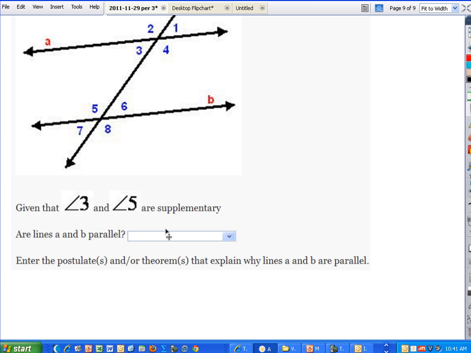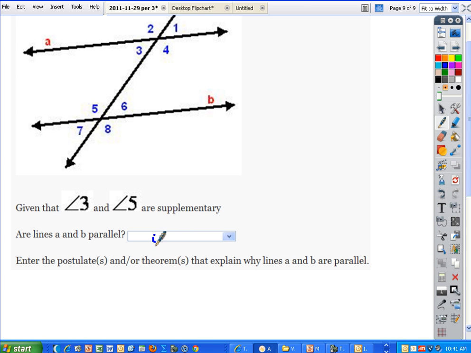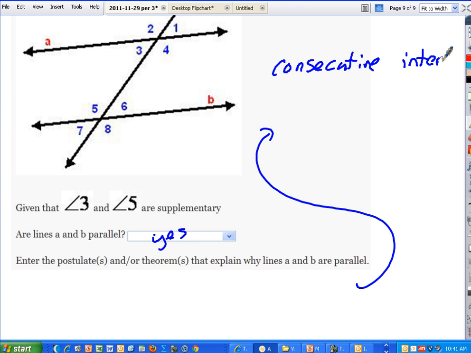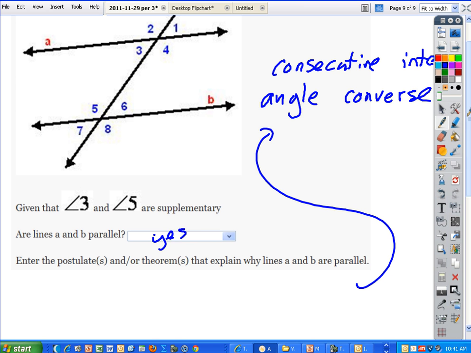We get yes. And the reason is just consecutive interior angle converse. And I think that's it. We got it. What are we at here? Okay? Does that make sense?